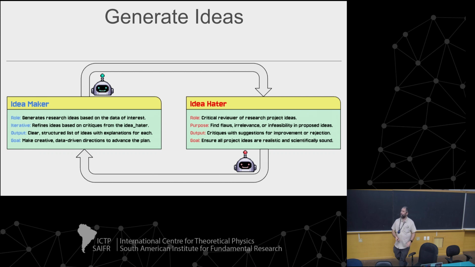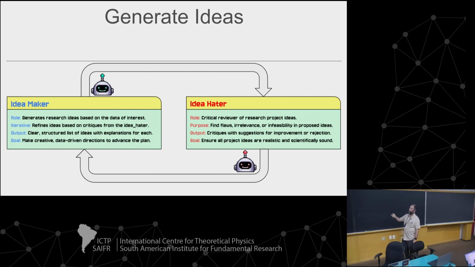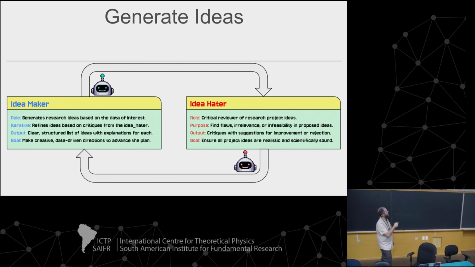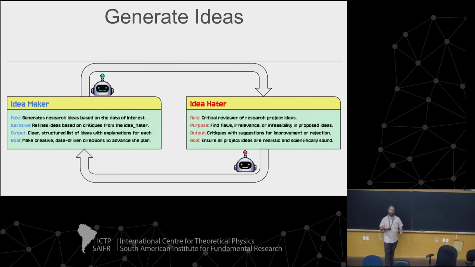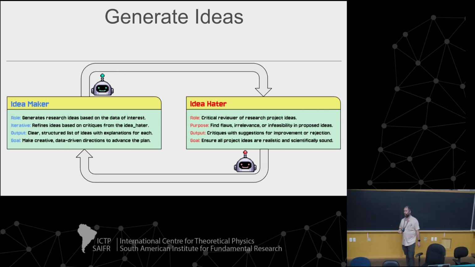Yesterday, we described this in a lot of detail. We have these 2 agents, the idea maker, who produces an idea, and the idea hater, who criticizes the idea. They talk for a few rounds, and then they come out with an idea. You saw yesterday how simple this was, and you can now create your own agents for any other thing that you want.